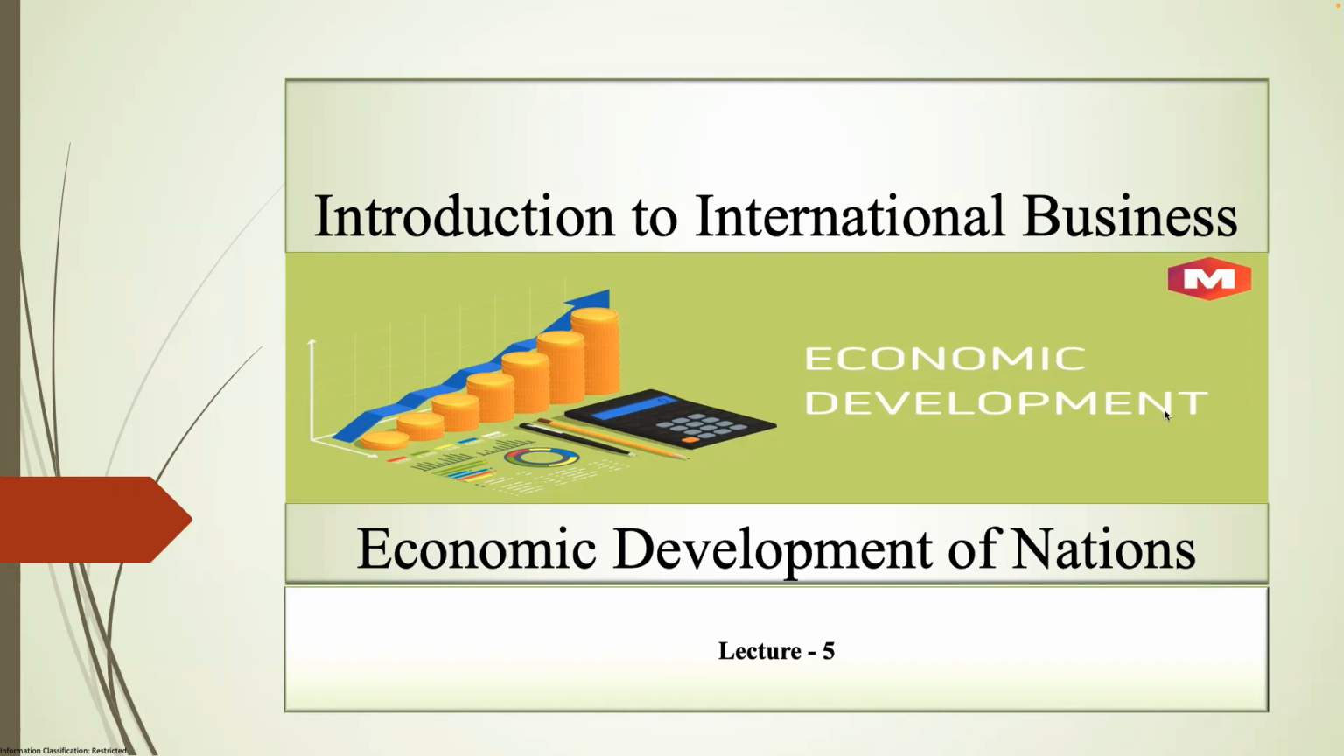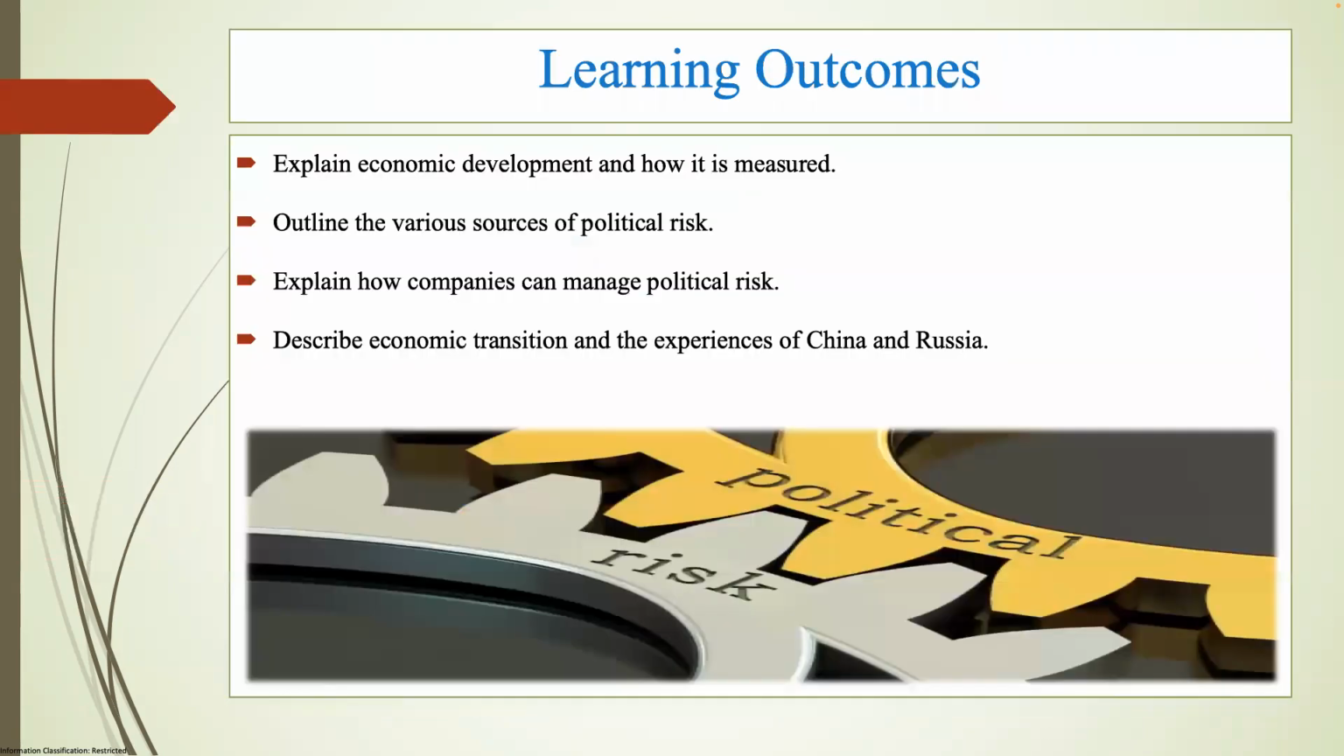So let's start with the learning outcomes for today's lecture. In this lecture, we will explain economic development and how it is measured, outline the various sources of political risk and explain how companies can manage political risk, and describe the economic transition and the experiences of China and Russia.